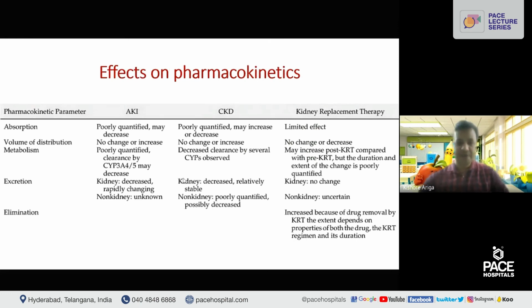Coming to the summary of the effects on pharmacokinetics. This is for AKI, CKD, and also kidney replacement therapy. As I've already told, absorption may decrease. In CKD, it may also increase. Volume of distribution may be the same or it may increase. Metabolism is usually decreased. Excretion is decreased. And in kidney replacement therapy, during dialysis, sometimes the drug may get cleared off.